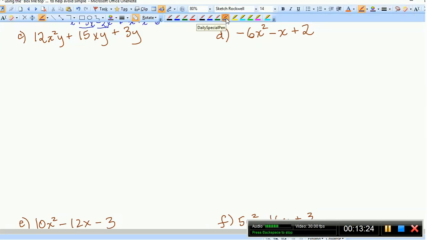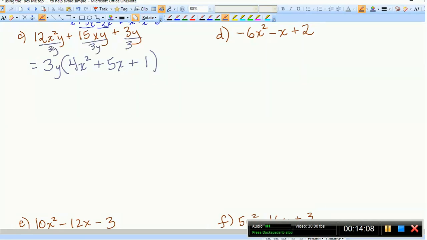Right offhand, C doesn't look too nice. But if we look at 12, 15, and 3, there is a 3 in common, and they all have a single y. So let's factor out that 3y and see what comes of it. If we take a 3y from the first term, we end up with 4x squared. From the second term, we end up with 5x. And from the last term, we end up with plus 1. Remember, when you factor out, it's like you're dividing everything by the 3y, and something over itself is 1.